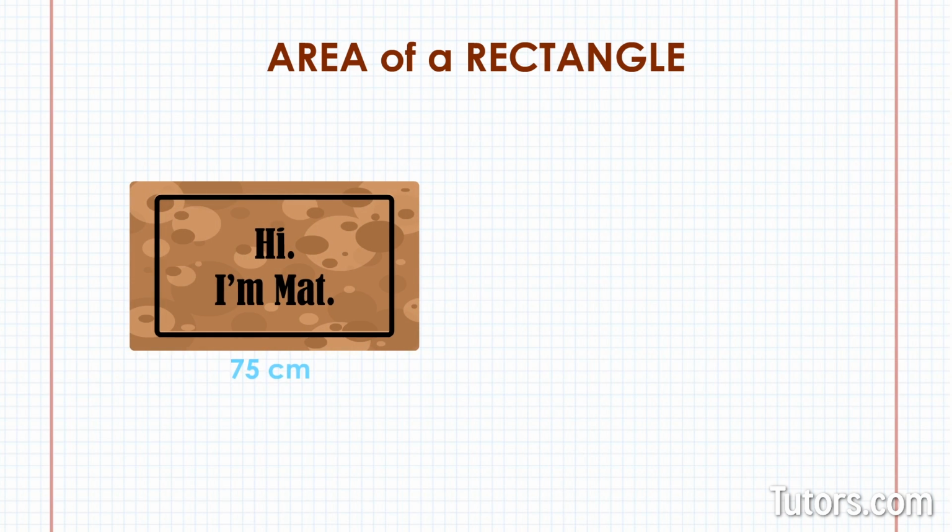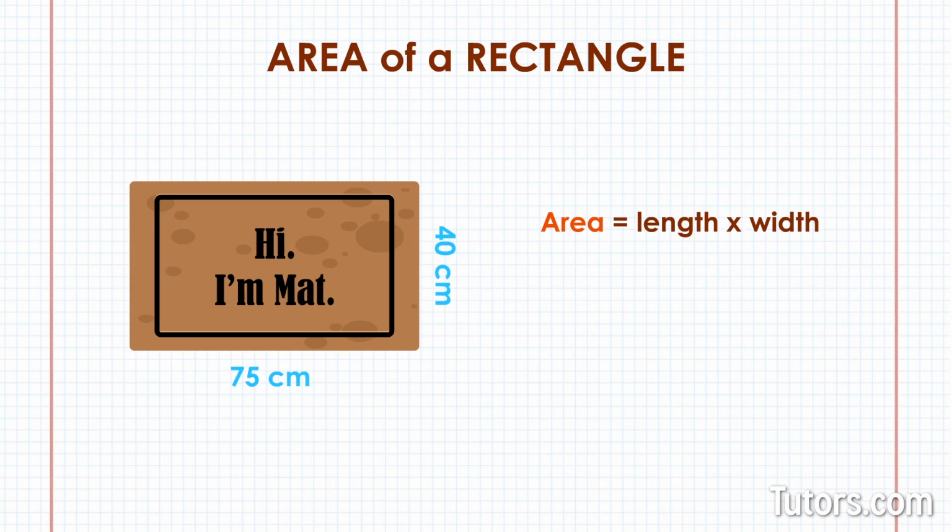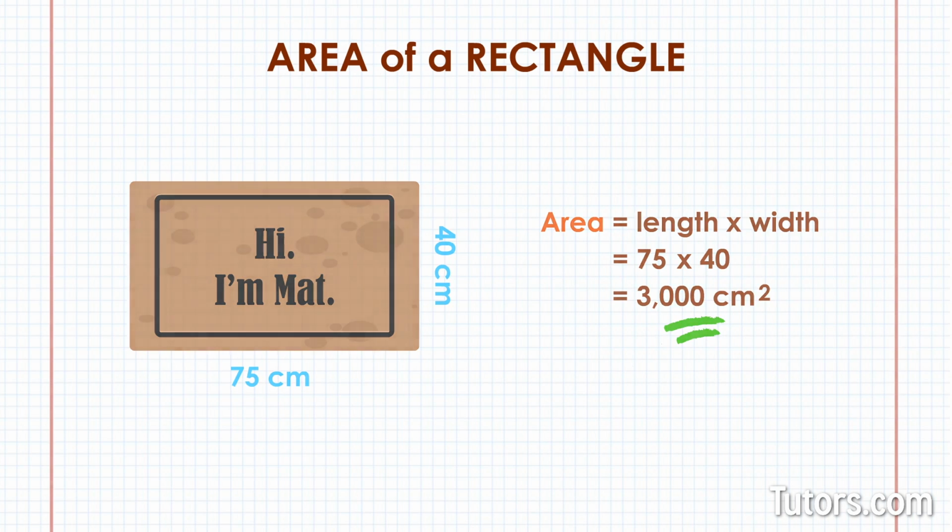Say you want a new welcome mat for outside your home's front door. You see one measuring 75 centimeters long and 40 centimeters wide. What is the area of the door mat? Area equals length times width. Area equals 75 times 40 centimeters, which equals 3,000 centimeters squared. How about another example?